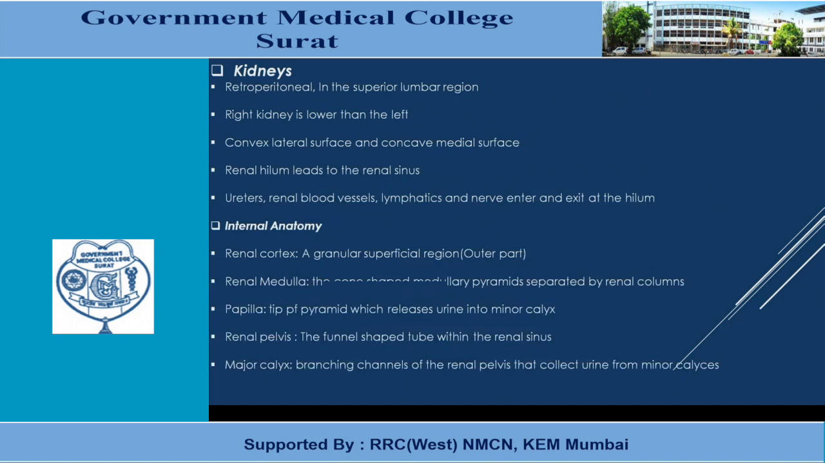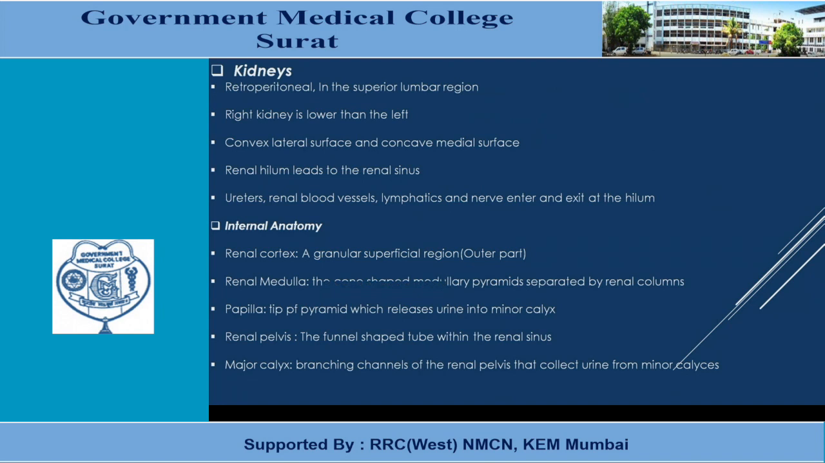Now the kidneys. Both kidneys are retroperitoneal structures in the superior lumbar region. The right kidney is slightly lower than the left. The kidney has a lateral convex surface and a concave medial surface having a hilum. At the hilum, the ureter, renal blood vessels, lymphatics and nerves enter and exit.